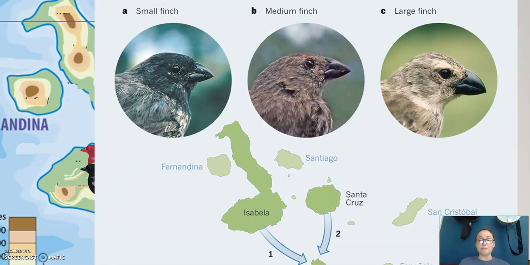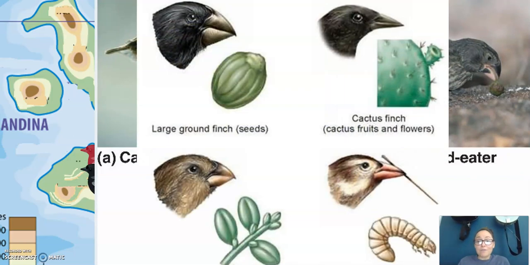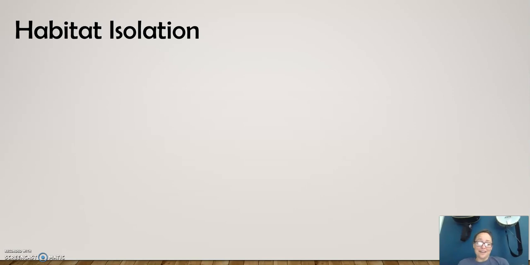So you have small finches, medium finches, large finches. You have finches that use tools. You have finches that eat insects, ones that feed on cactus flowers. So here now, today, we have 13 different species of finches on the Galapagos Islands, and yet they all evolved from one common ancestor. But once they got separated onto the different islands, you have them each evolving separate from the other finch populations into their own species. So that's geographic isolation.